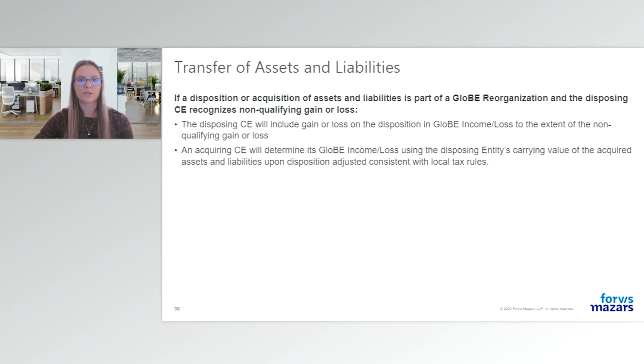So there are certain situations where some gain or loss does not qualify for non-recognition treatment in a disposing constituent entity's jurisdiction, and the OECD refers to this as non-qualifying gain or loss. So if a disposition as part of a GLoBE reorganization results in a constituent entity recognizing non-qualifying gain or loss, the effect is that the disposing constituent entity will include the gain or loss on that disposition in their GLoBE income or loss, and the acquiring constituent entity will use the disposing entity's carrying value of the assets or liabilities, consistent with local tax rules, in computing their GLoBE income or loss.